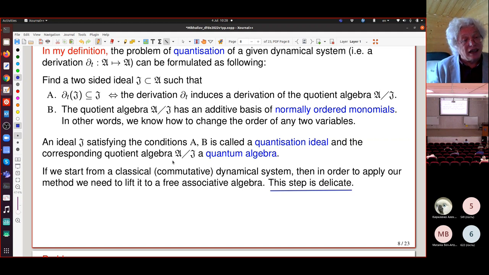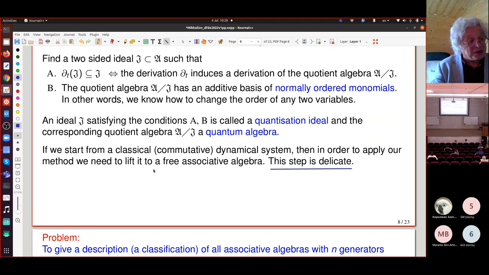So integrability means we have infinitely many commuting symmetries, and we want to keep this property in the quantum case. So we can try to lift our dynamical system from commutative to free algebra, preserving these properties which we cherish. And if we manage to do that, then the quantum system will also have these properties.